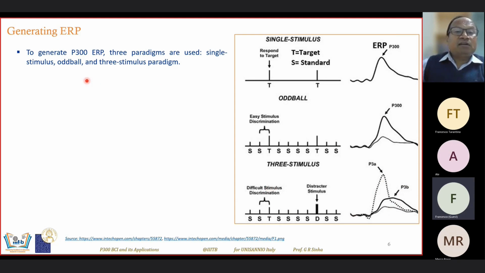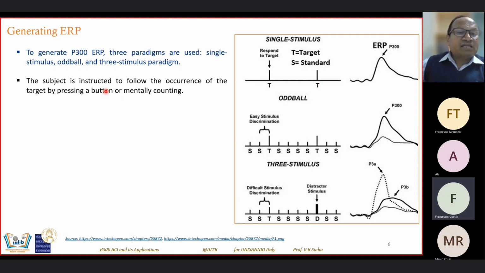To generate P300, paradigms, I was telling you about paradigm. What is a paradigm? Paradigm is a mechanism, either a visual impact or auditory impact, that helps in generating the ERP potential. There are a number of types: single stimulus, look at here, a single stimulus, then oddball, and the three stimulus paradigm. The subject is instructed to follow the occurrence of target.